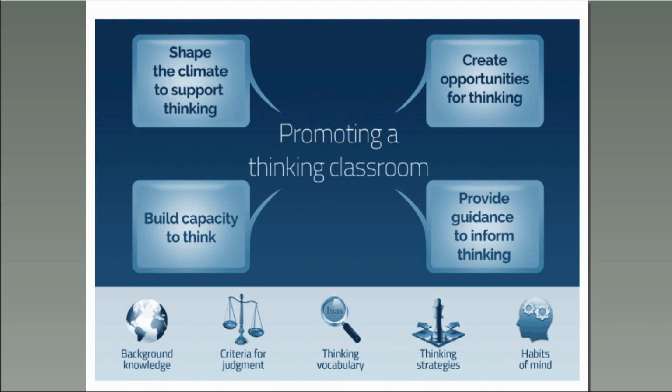We also need that criteria for judgment. So, how are we deciding? What does sustainable mean? What does significant mean? What does powerful mean? Helping students understand the vocabulary of thinking. If we're asking them for a reasoned judgment, do they know what a reasoned judgment is? If we're asking them to use supporting evidence, do they know what evidence is, or bias, or proof? So being explicit and really teaching the vocabulary of thinking.